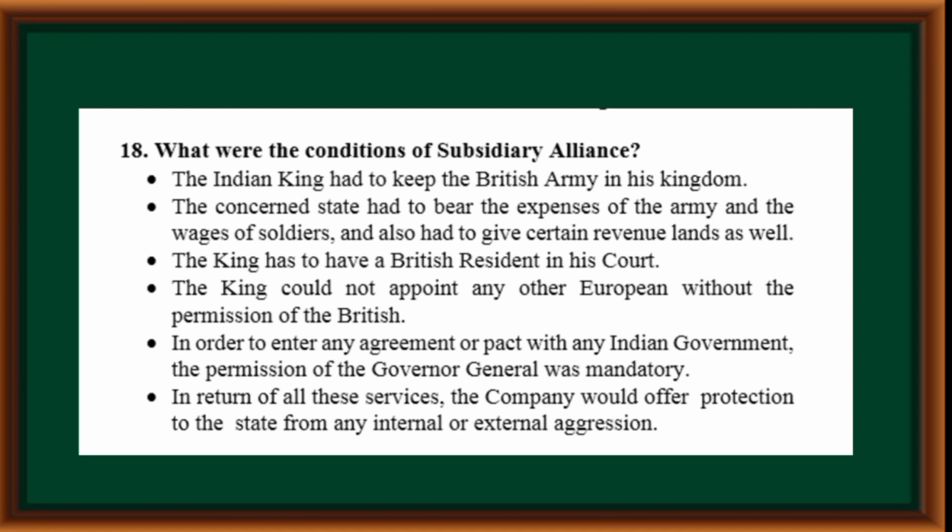The king could not appoint any other European without the permission of the British. In order to enter any agreement or pact with any Indian government, the permission of the Governor General was mandatory. In return of all these services, the company would offer protection to the state from any internal or external aggression.